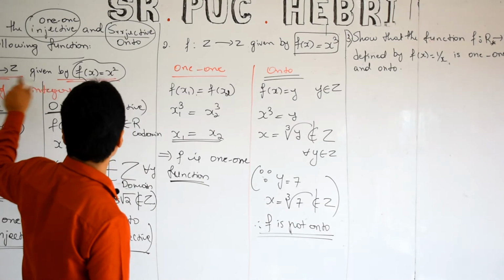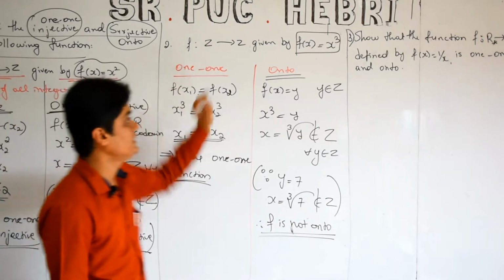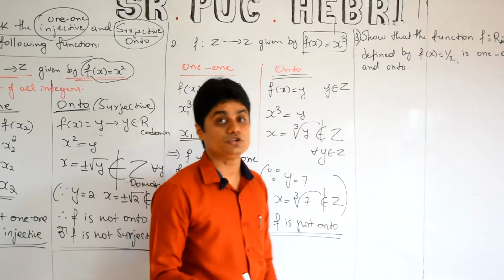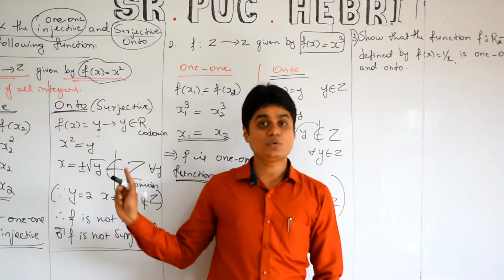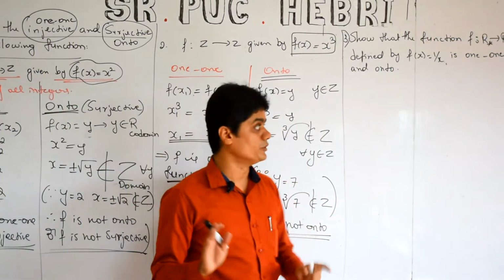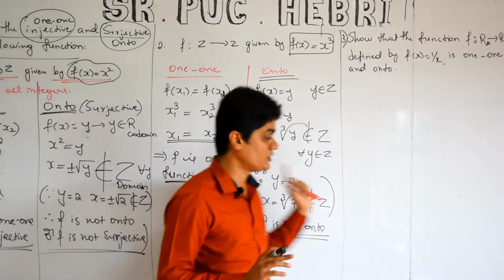So first one is f from Z to Z, f of x equal to x square. Next one, Z to Z, f of x equal to x cube. x square is not both 1-1 and onto, but x cube is 1-1 but not onto.